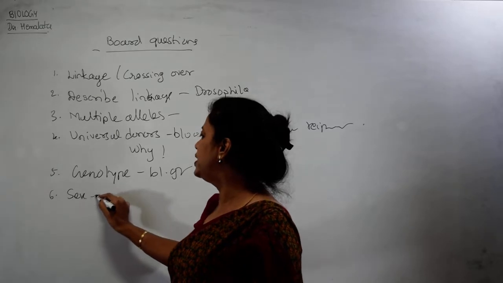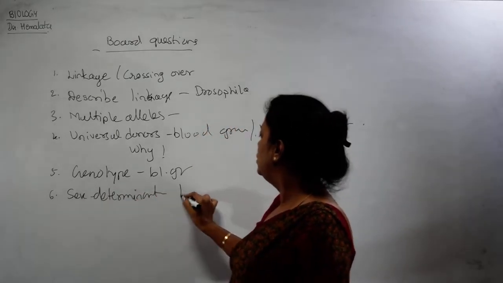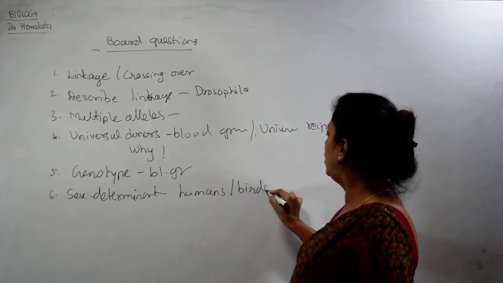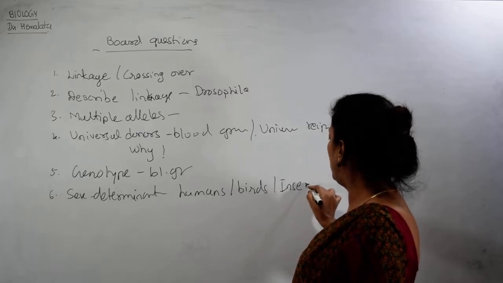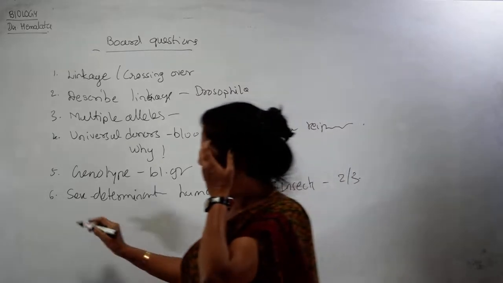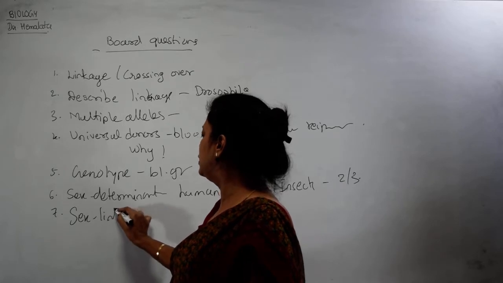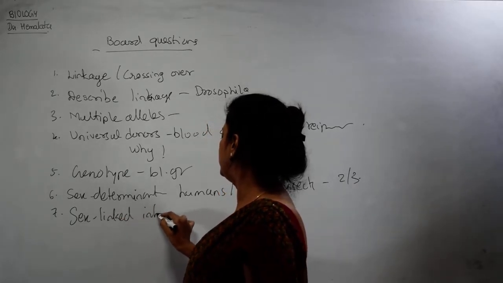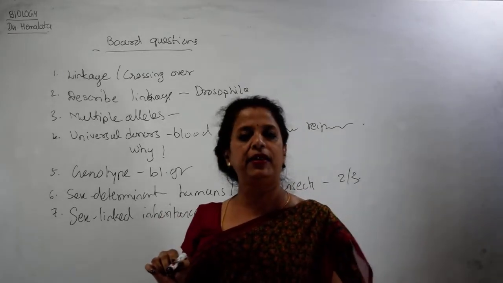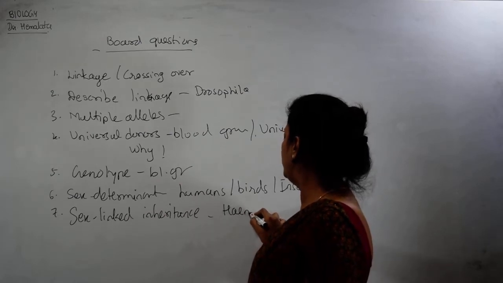Explain the process of sex determination in humans or birds or insects. A 2 or 3 mark question. Right? Then the seventh is write a note on sex-linked inheritance. Sex-linked inheritance, and explain the pattern with an example like hemophilia.